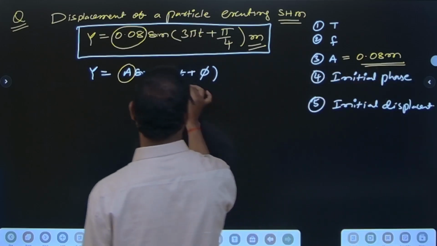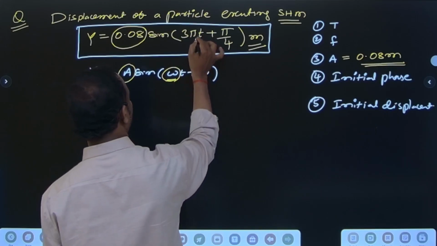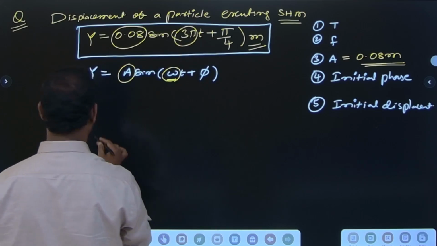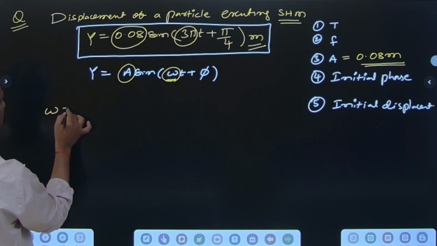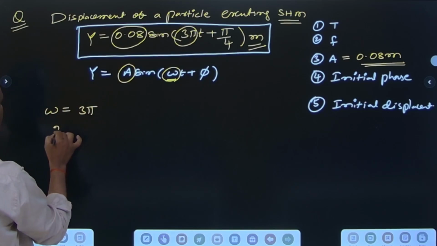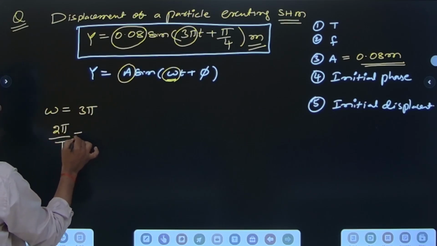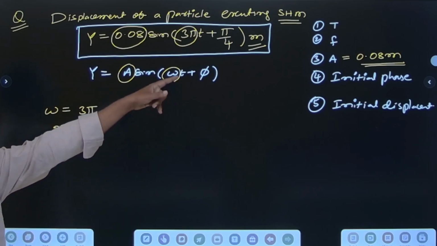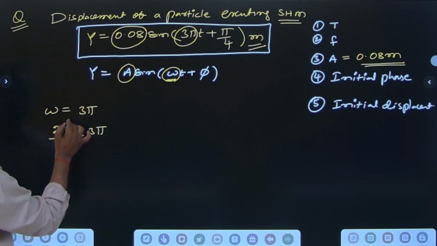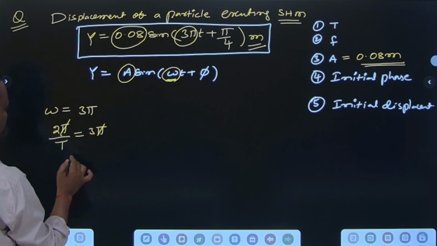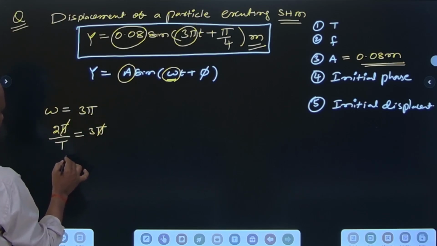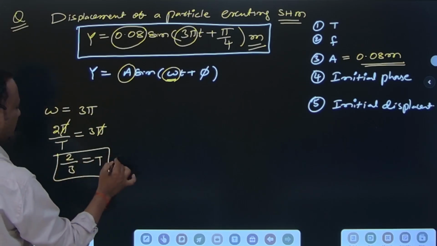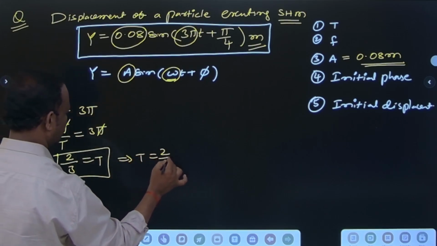Next one, it's omega. What is the omega? This is the multiple of t. So omega is equal to 3 pi. Omega means 2 pi by T is equal to 3 pi. We can also write 2 pi f, but I want to know about this T. So the pi cancels. Then T is equal to 2 by 3, correct? Then T is equal to 2 by 3 seconds.